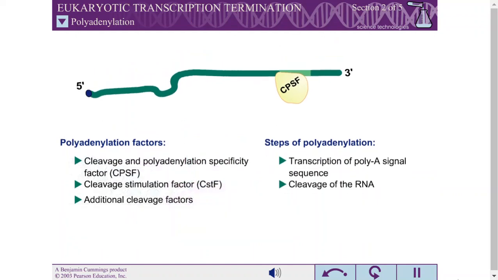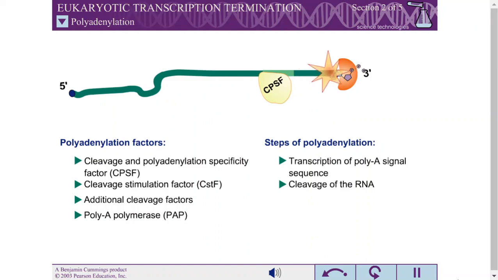An enzyme called poly-A polymerase is then recruited to the cleaved RNA. Poly-A polymerase adds about 200 adenines to the new 3' end produced by the cleavage of the RNA. Poly-A polymerase uses ATP as a source of adenine.